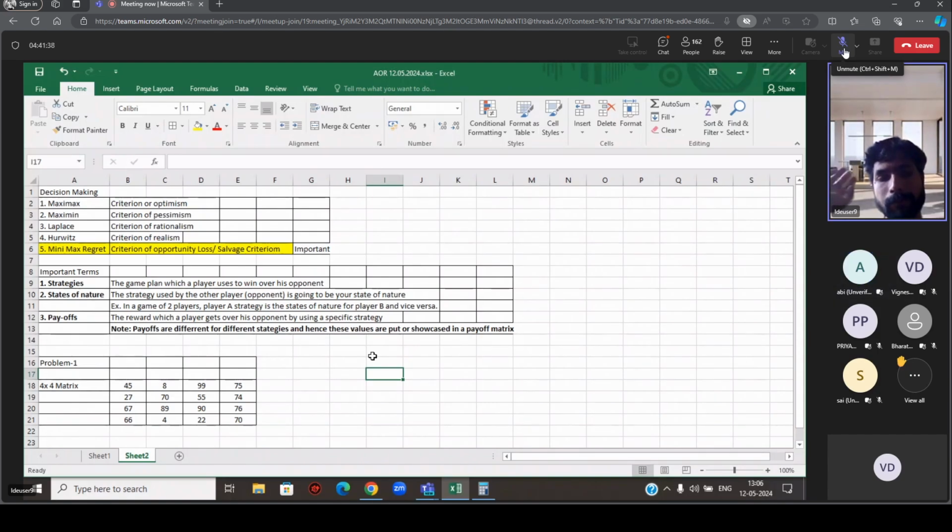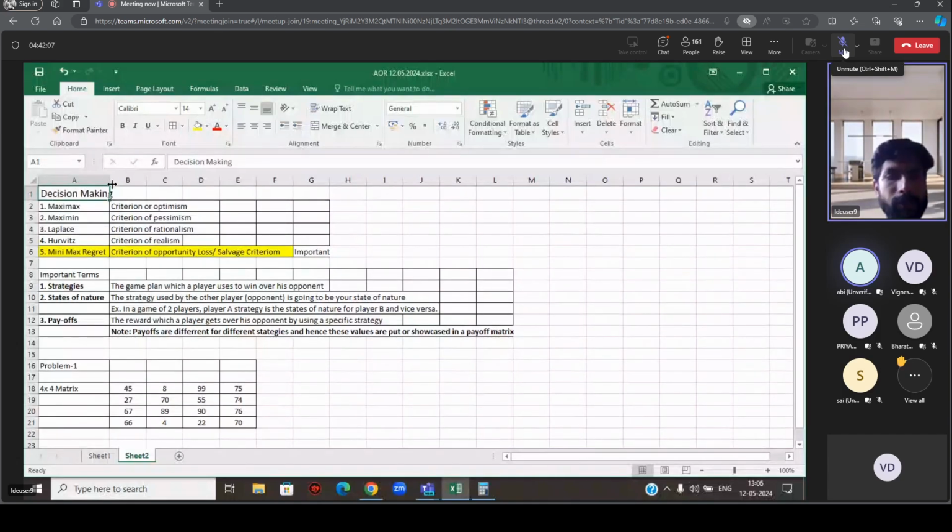Okay. So in the same way, for this particular topic, decision making, I'm going to solve only one problem. I'm going to cover all the 5 types, and you can easily solve this particular problem in decision making.